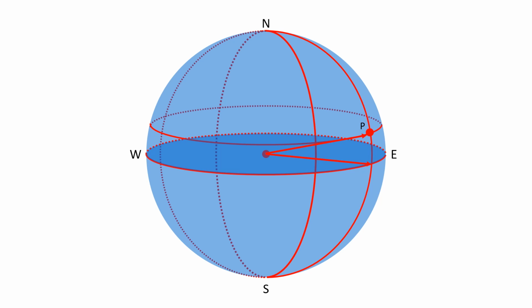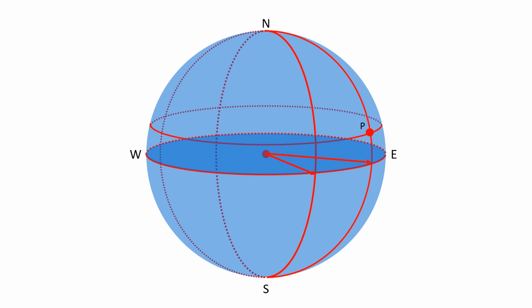Now this angle is the angle between the plane of the equator and the line joining the point P with the center of the Earth. It is equal to 30 degrees. So the latitude of point P is 30 degrees north because it is located in the northern hemisphere.